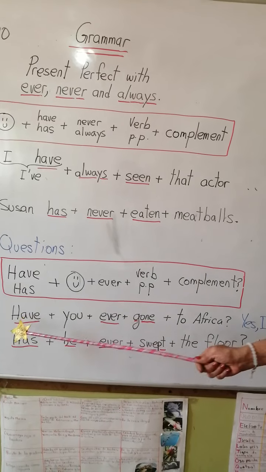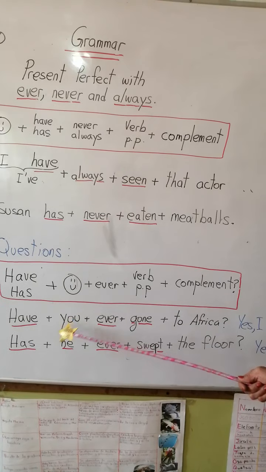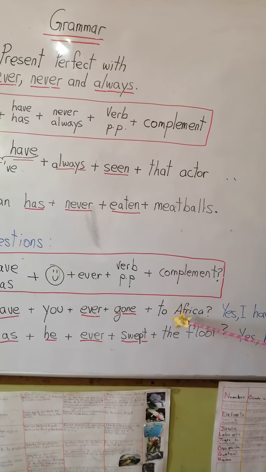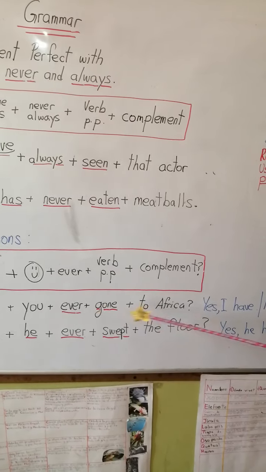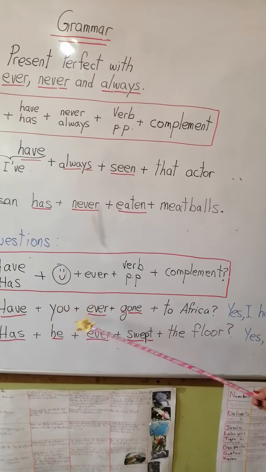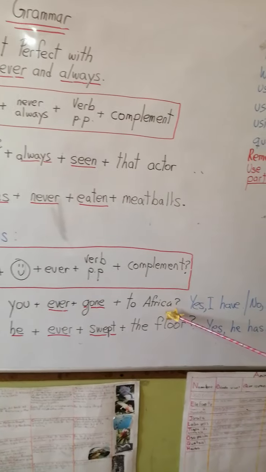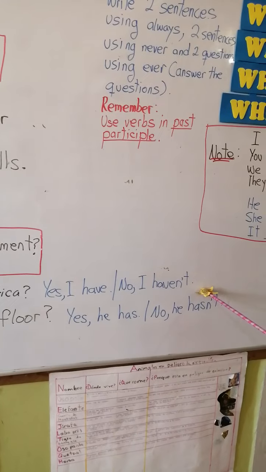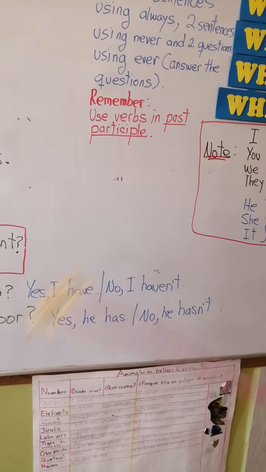Okay, and we have here the first example. Have you ever gone to Africa? ¿Has ido tú alguna vez a África? Yes, I have, or no, I haven't. Sí, he ido, o no, no he ido.